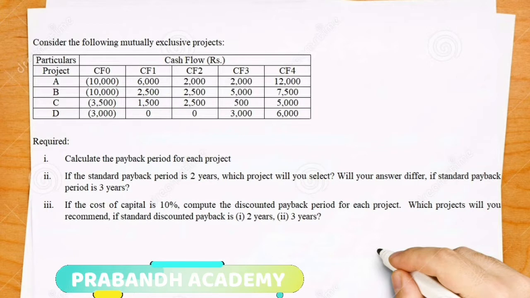Required: calculate the payback period for each project. Second, if the standard payback period is 2 years, which project will you select? Will your answer differ if standard payback period is 3 years? Number 3, if the cost of capital is 10%, compute the discounted payback period for each project. Which project will you recommend if the standard payback period is 2 years and discounted payback period may be 3 years? So this is the problem.